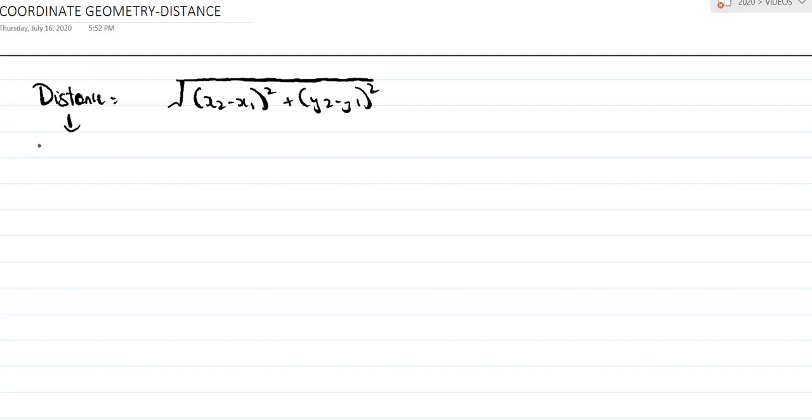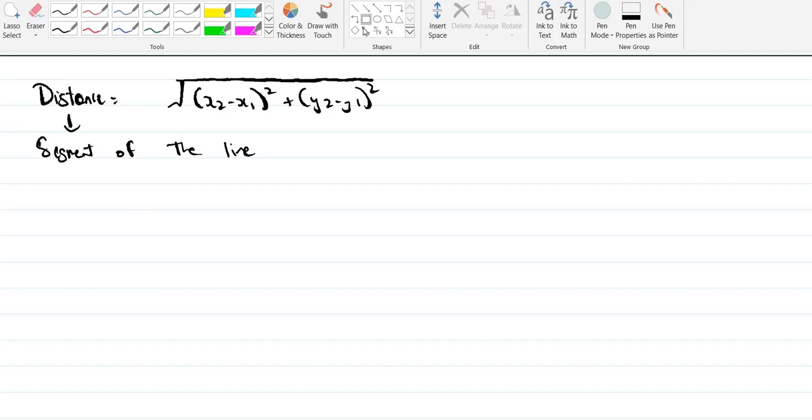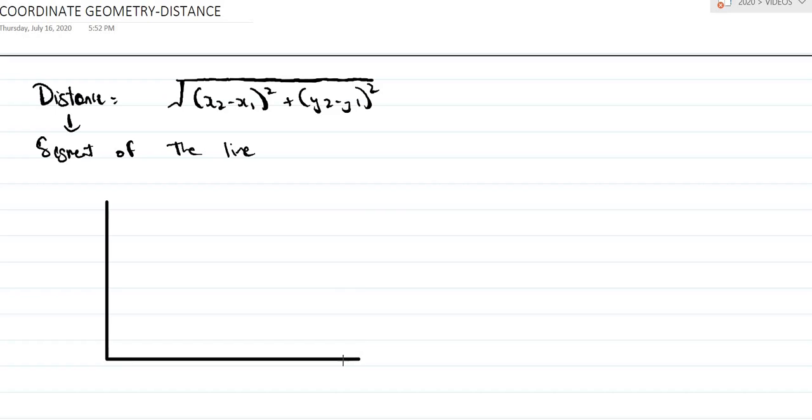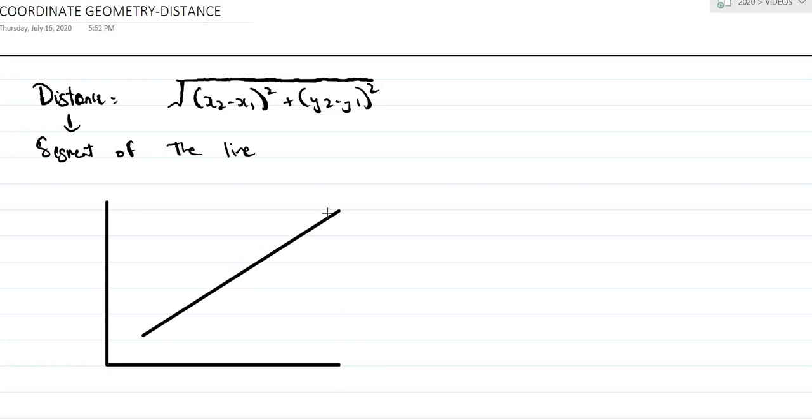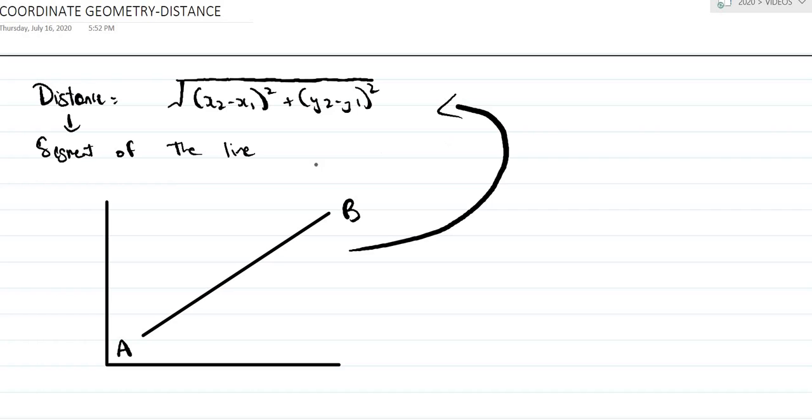Distance can also be termed as the segment of the line. Now, for example, if you have 2 points, consider those points A and B. The question can ask you the distance of those points. Of course, A and B will have their own respective coordinates. So what you have to do is plug those coordinates into the formula.